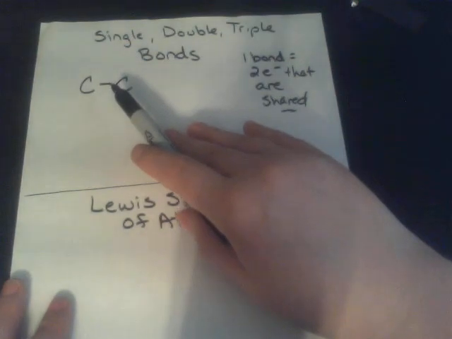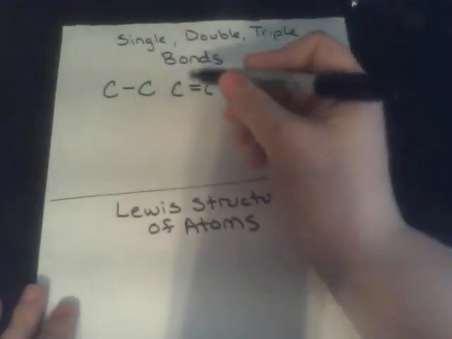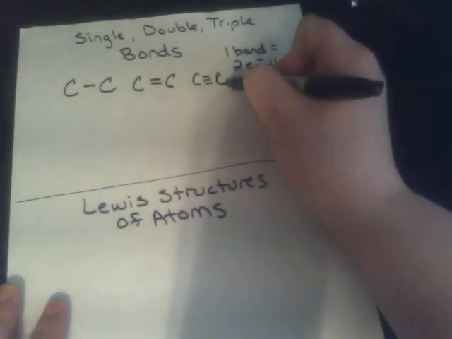So one bond is two electrons that are shared, and this is always going to be represented with a stick, if you will, just a line. Then you have the double bond, which would clearly look like this, and then we have the triple bond, which would look like 1, 2, 3.